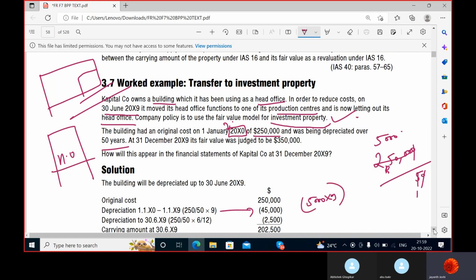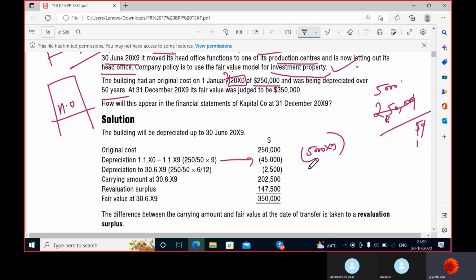What they have done is, you can follow my points, mid year of 2009. So that is 5,000 into 6 by 12, that is 2,500. So they have removed this and the carrying amount of the asset is this. Now the fair value of the property in the market is this one. So this is what the fair value is, and the difference, the gain, is nothing but 1,47,500.